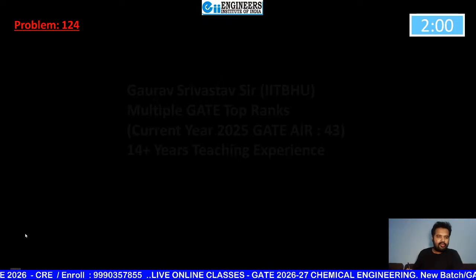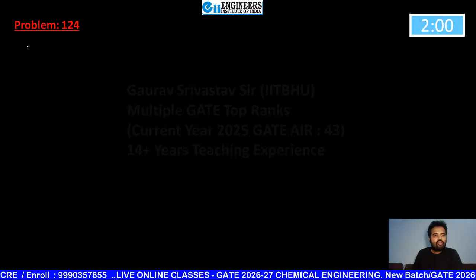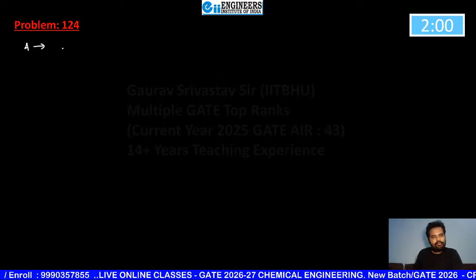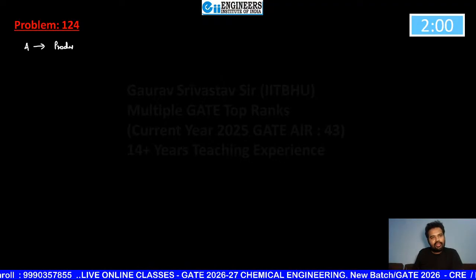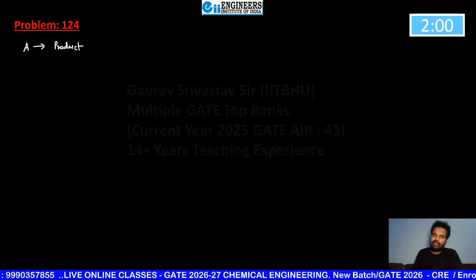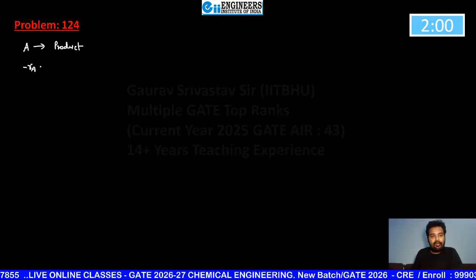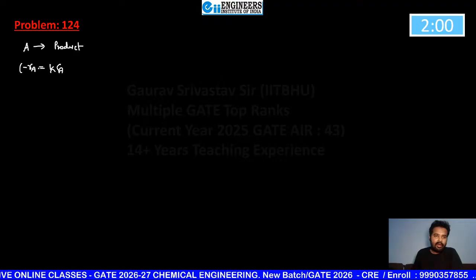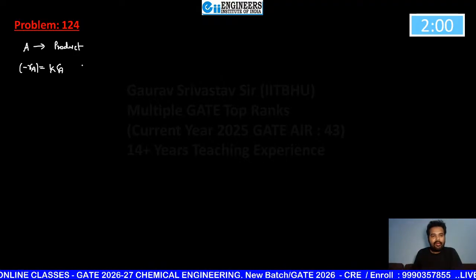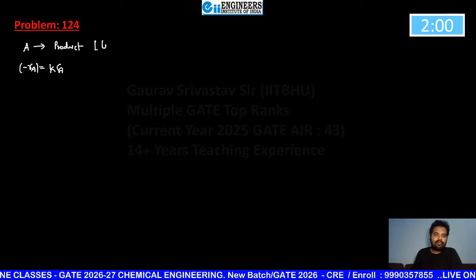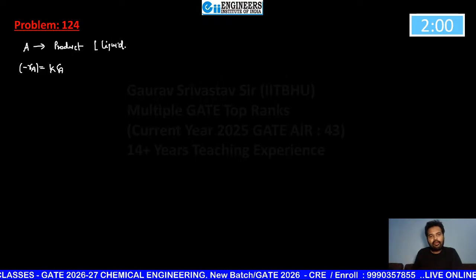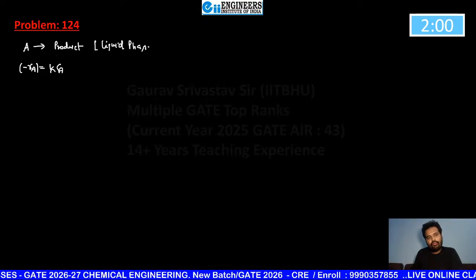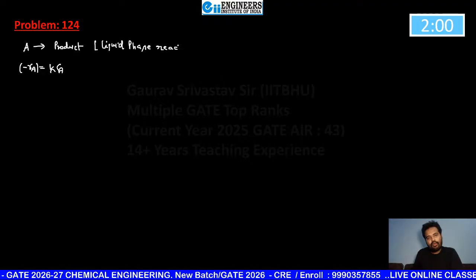In short I am writing this question. Okay, short में लिख रहे हैं, फटाफट देखेंगे. So A is forming product, this reaction is given, suppose this reaction is given, and they are writing that Ra is equals to KCA, and they are also mentioning liquid phase reaction.